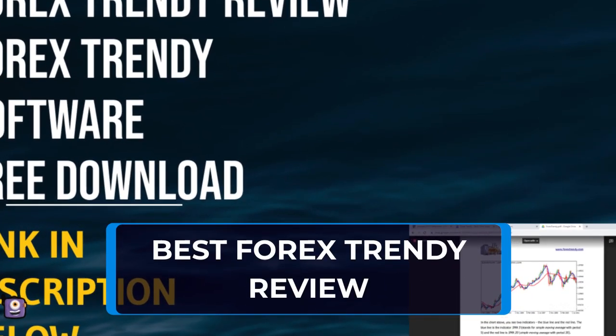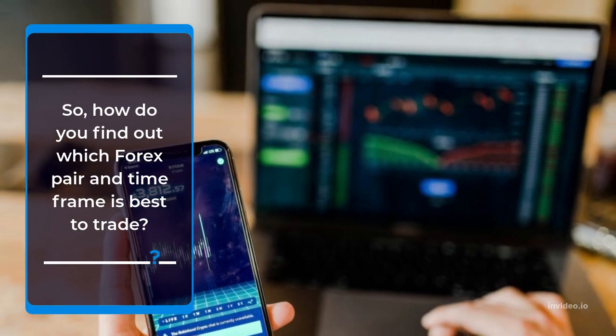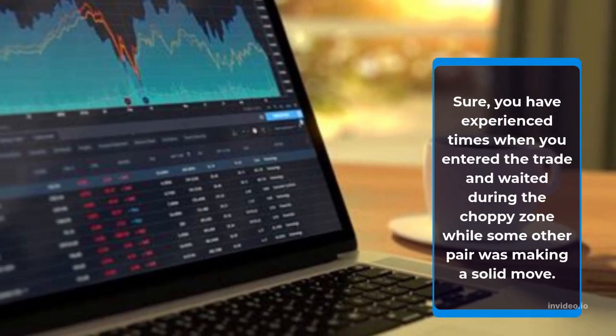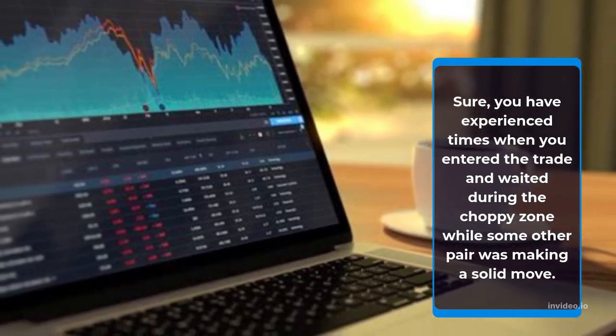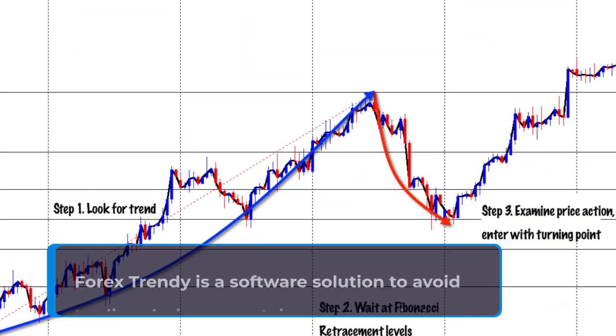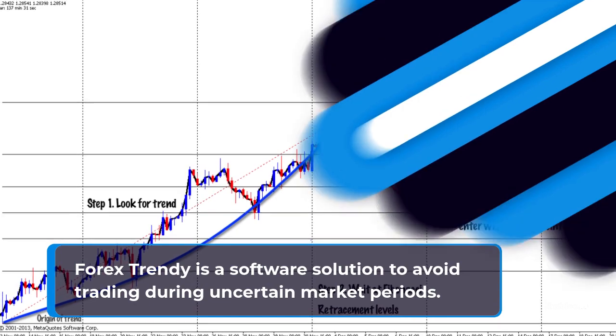Best Forex Trendy Review. So, how do you find out which Forex pair and time frame is best to trade? Sure, you have experienced times when you entered the trade and waited during the choppy zone while some other pair was making a solid move. Forex Trendy is a software solution to avoid trading during uncertain market periods.